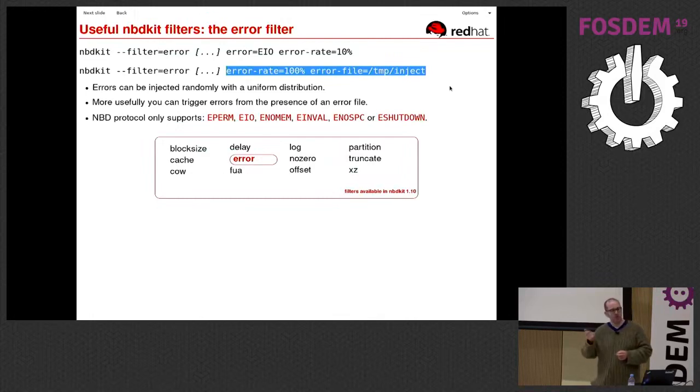Now, what that means is that if that error file doesn't exist or you delete it, no errors are injected, the error filter is turned off. When you create that file, the error filter is turned on. This is while NBDKit's running, so it's just checking that error file all the time. And that's super useful for testing, because obviously you can inject errors when you want them to be injected, and then turn off error injection, and see if your file system recovers or whatever you want it to do.